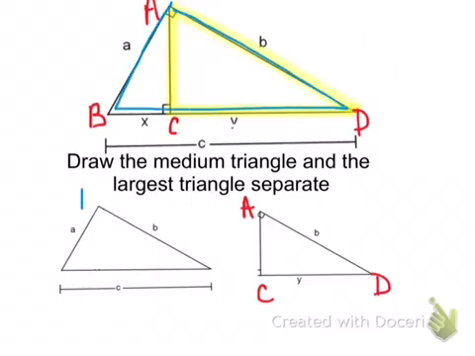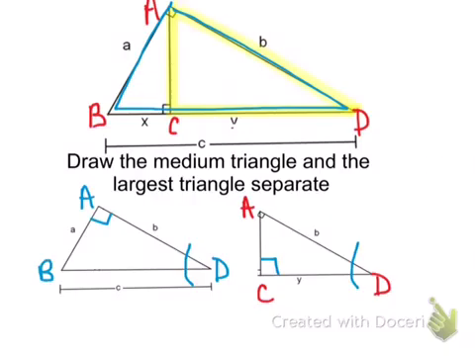So that would give me A, B, and D. Now notice that both the yellow triangle and the blue triangle contain angle D, so that would be congruent to itself. And also the large right triangle has a right angle at A, the medium one has a right angle at C. So I can name these two similar triangles. If I name the large triangle, I could call it A, B, D.